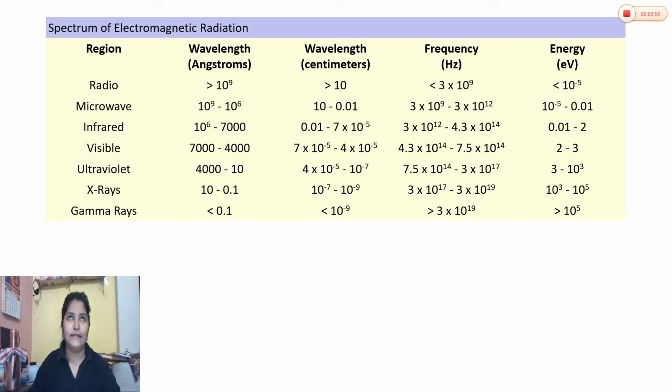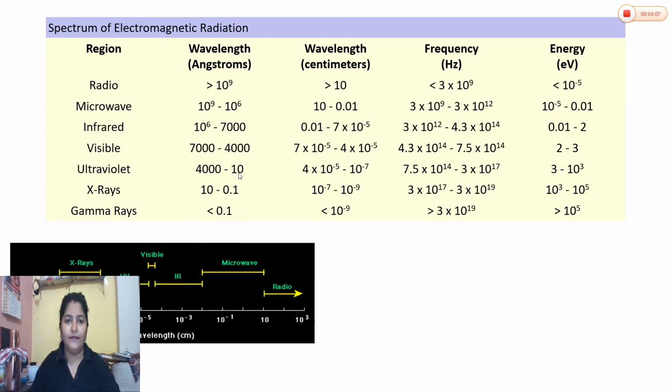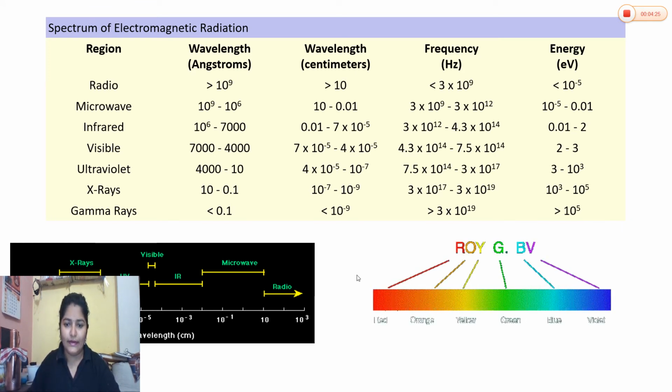Okay, then next is the spectrum of electromagnetic radiation according to their region in Angstrom unit, wavelength in centimeters, frequency in hertz, and energy in electron volt. According to their ranges: gamma rays, X-rays, UV, visible, IR, microwave, and radio. This is the color band which relates to the spectrum of electromagnetic radiation. The colors are red, orange, yellow, green, blue, and violet.